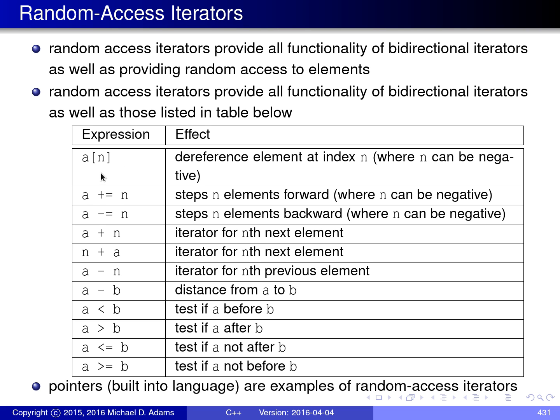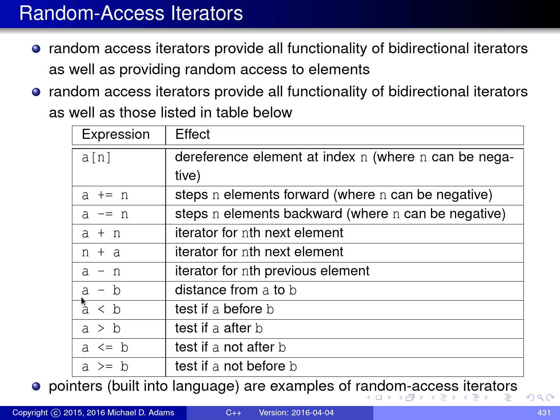We can apply the plus equals operator, and what this will do to the iterator A is step it forward n elements in iteration order. We can apply the minus equal operator to an iterator A, in which case this is going to step n elements backwards in iteration order. If we say A plus n, this will give us an iterator which refers to the nth next element after A, and n plus A is basically the same as A plus n. A minus n allows us to obtain an iterator which is for the nth previous element relative to A in iteration order.